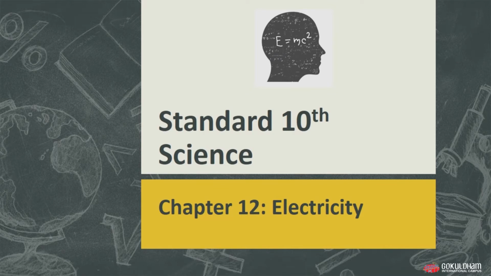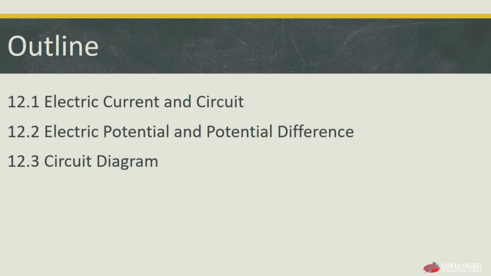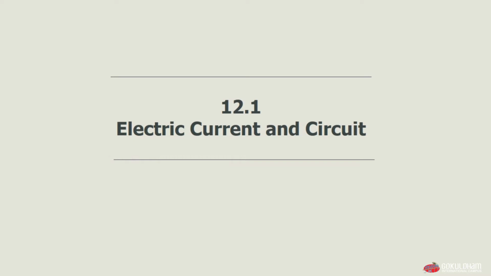Today for standard 10th science in physics portion we are going to start a new chapter, which is chapter 12, electricity. The topics that we are going to cover are: first, 12.1 electric current and circuit; second, 12.2 electric potential and potential difference; and third, 12.3 circuit diagram. So let us start with our first topic, which is electric current and circuit.